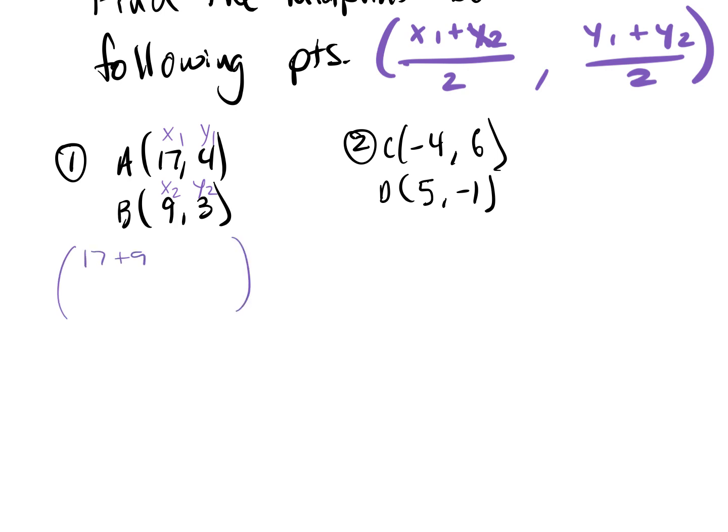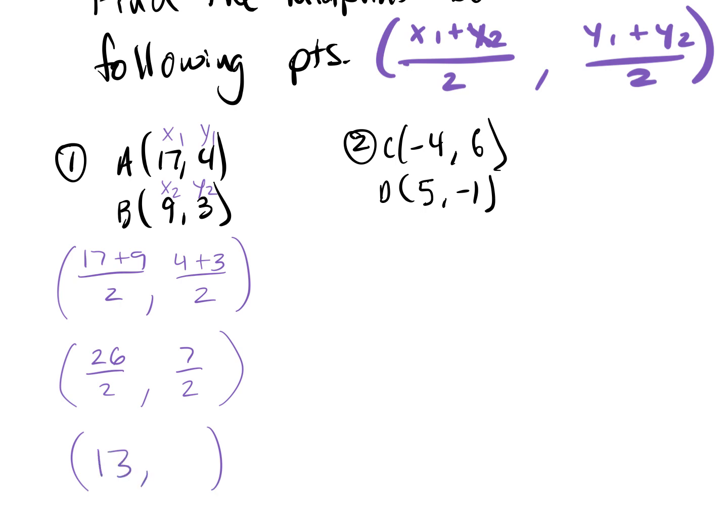So 17 plus 9 over 2 and 4 plus 3 over 2. 17 plus 9 is 26 over 2, and 4 plus 3? 7 over 2. Can I simplify this anymore? Yeah. What's 26 divided by 2? 13 over 1, which is just 13. And then 7 over 2, we can't simplify, so you can just leave it as 7 over 2. You don't need to change it into an improper fraction, or a mixed number. You can leave it as an improper fraction.